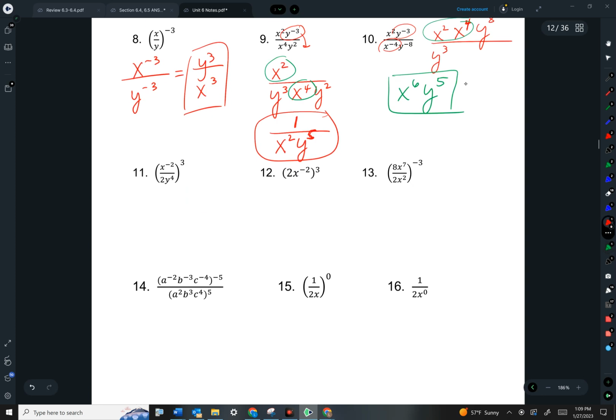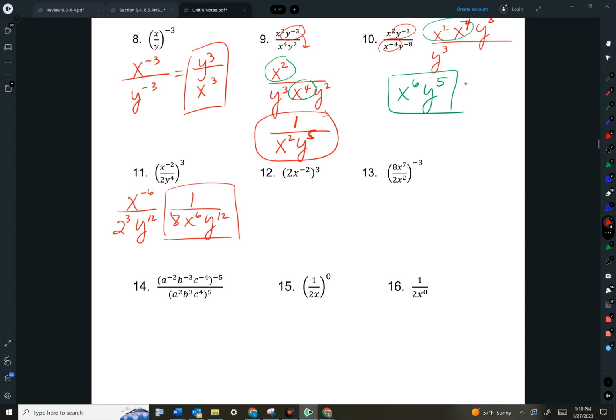Okay, number 11. Let's apply that 3 to the top, so x to the negative 6. On the bottom, I have 2 to the 3rd, don't forget the 2, and then y to the 12th. Okay, so here's what I'm going to do. I know I need to move the x to the 6th to the bottom. The 2 to the 3rd that was there, I'm going to write that as 8. And then the y to the 12th stays in the denominator, and since there's nothing on top, I just put a 1.